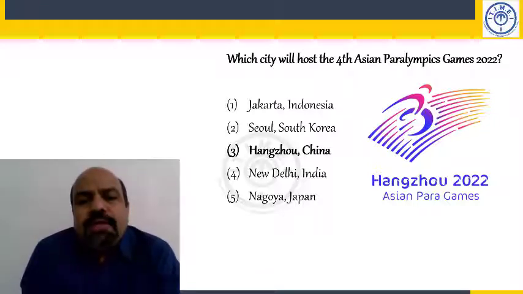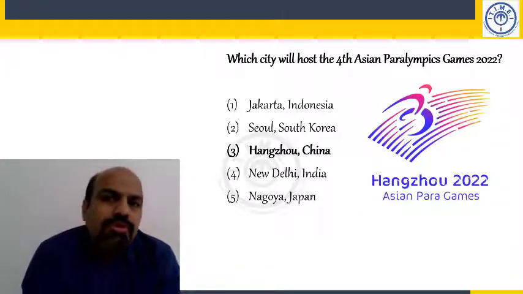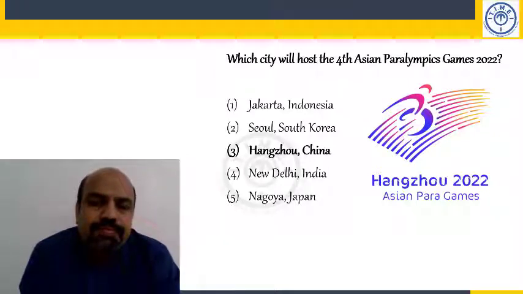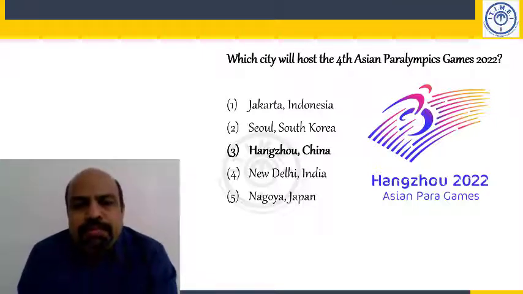Look at choice 5. Nagoya, Japan, 2026 Asian Games. I'll just give you one more choice.